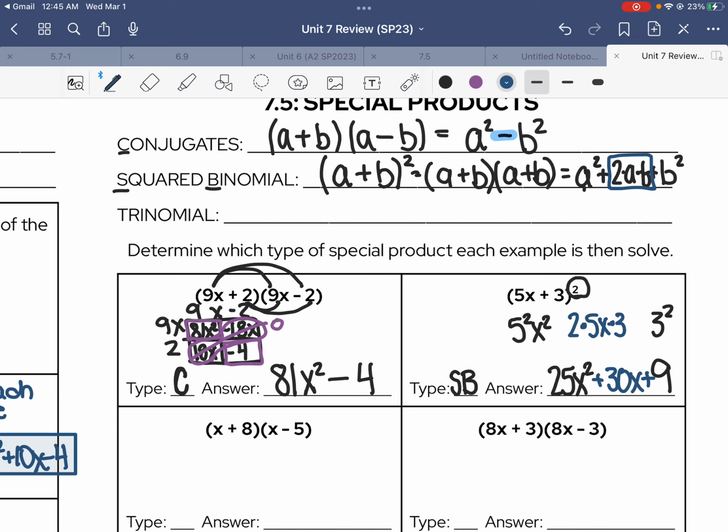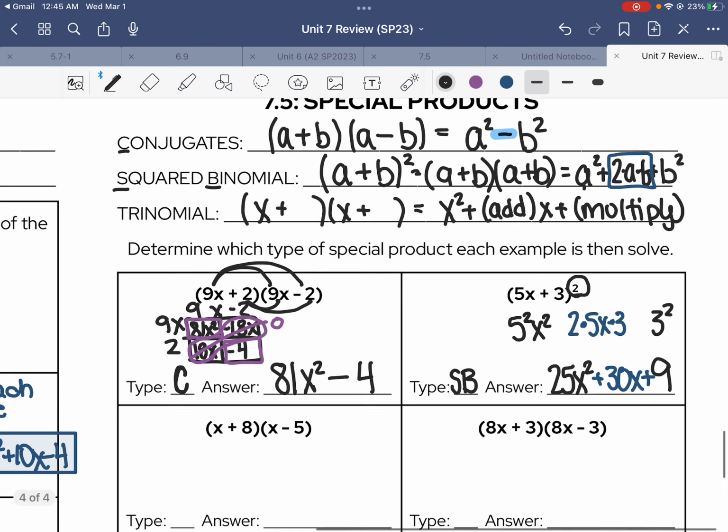Last one, trinomials. These are the ones that look like this. So there's never any numbers in front of x squared. And what this one turns into is x squared. And then you add those two numbers to get the number in front of x. And you multiply the two numbers to get the number at the end.